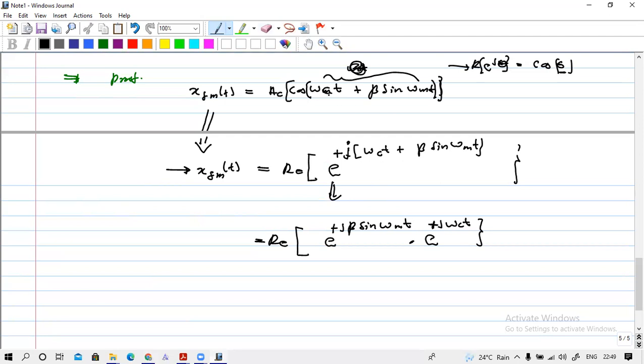So here, omega_c t plus beta sine omega_m t is theta. Then I can write this as the real part of e to the power of this theta, only omega_c t plus beta sine omega_m t. So I have divided it into two parts: e to the power j beta sine omega_m t, and e to the power j omega_c t. You can see that this first part is equal to u(t), and this is the carrier part.